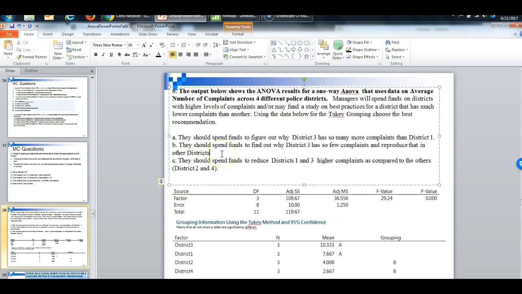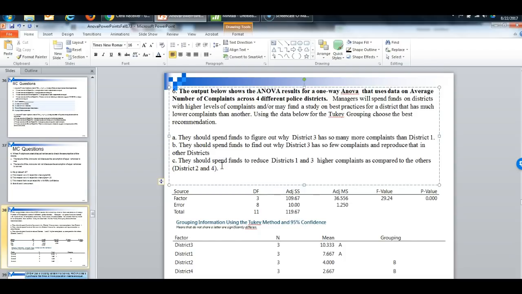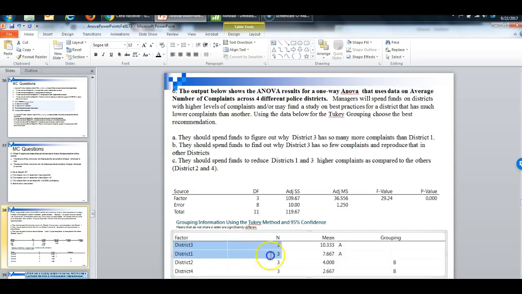How about this one? They should spend funds to find out why District 3 has so few complaints, and reproduce that in other districts. Why does this district have so few complaints? Now, it looks like the means are higher. That would not be true. How about this one? They should spend funds to reduce District 1 and 3 complaints as compared to other districts. Should they spend money to reduce complaints in District 1 and 3 as compared to others? Yes. So C is correct.